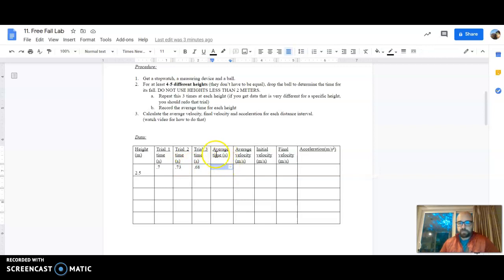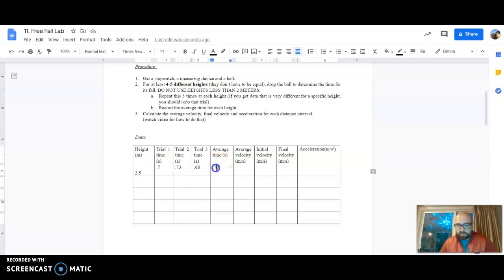To average my time, what you'll do is add these 3 up, and since you have 3 points there, you would divide by 3. I haven't done this yet, so I just get my calculator out, and I have 0.7 plus 0.73 plus 0.68, and then I divide that by 3. That gives me 0.70. It's got more decimals, but if you give me 2 decimals, that's just fine.